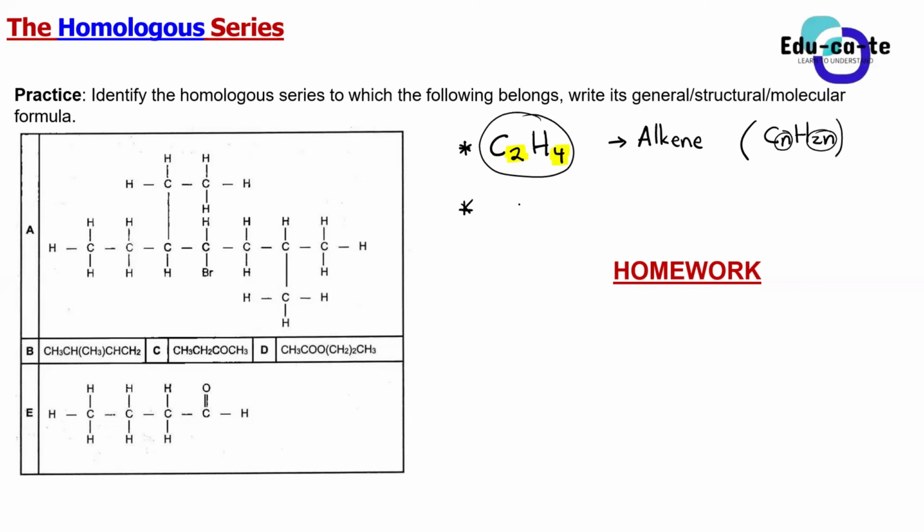Okay, let me give you this one. Look carefully, guys, at this molecular formula number 2, which is C4H8O, and tell me to which homologous series does this compound belong that has this molecular formula, C4H8O. Alcohol.